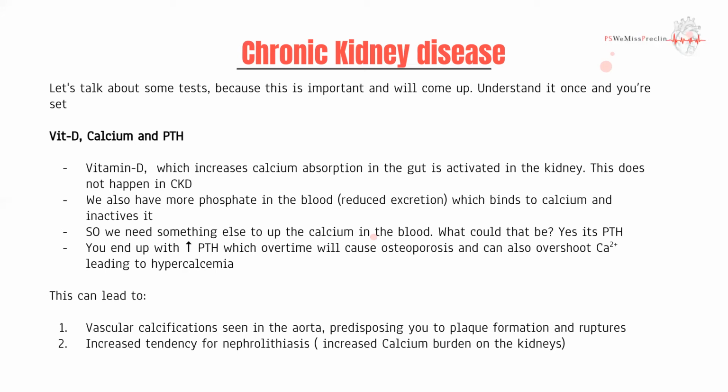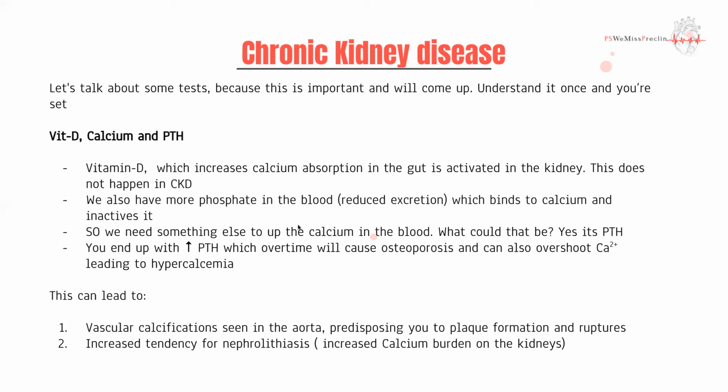And over time, as you drain more and more calcium out of the bones, you're going to end up with osteoporosis, which is why osteoporosis is a common complication that you need to look out for in chronic kidney disease. Often, once your PTH levels have been high for so long and your parathyroid undergoes hyperplasia, you can end up with a hypercalcemia, actually, where you overshoot the calcium, causing an overall hypercalcemia.